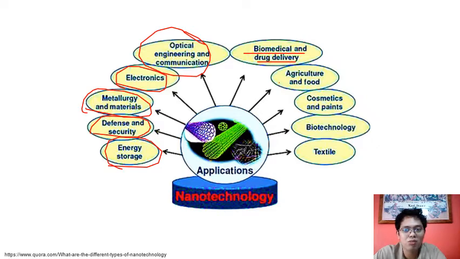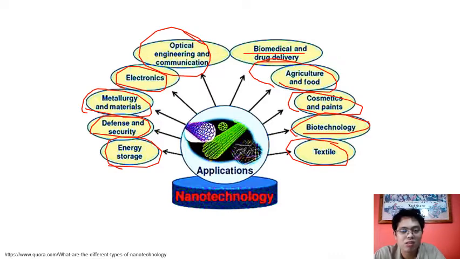And then we also have agriculture and food. So nano applications include gene therapy or the creation of genetically modified organisms. So nanotechnology is being applied to that as well in agriculture and food. For cosmetics and paints, your cosmetic products could be utilized as well, creation of cosmetic products. And then for biotechnology as well, and even on textile application, like the creation of a bulletproof vest. So that's how very important nanotechnology is to these different fields.